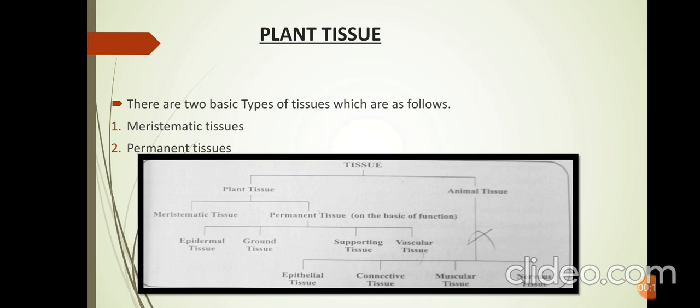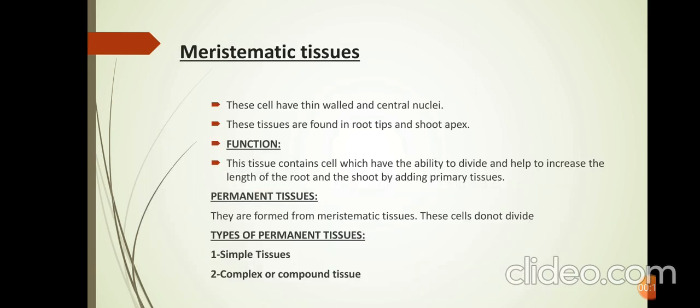Today we are going to start our new topic, the second chapter, plant tissues. There are two types of plant tissues. Number one is meristematic tissues. Number two is permanent tissues.